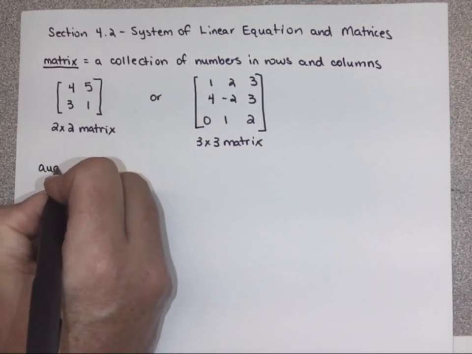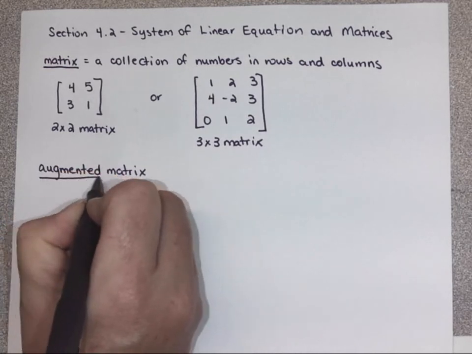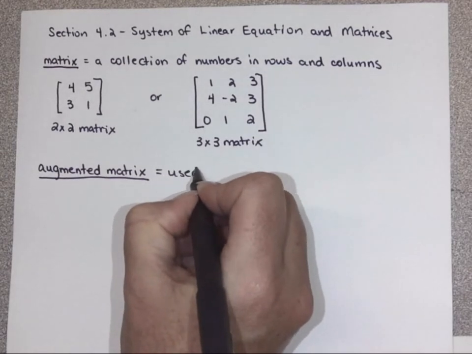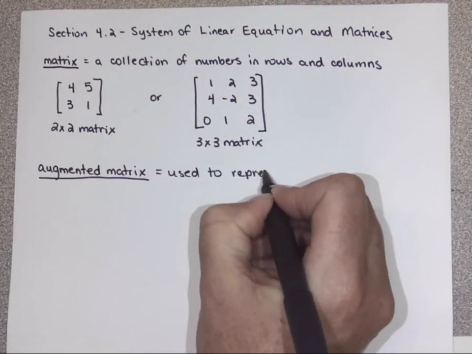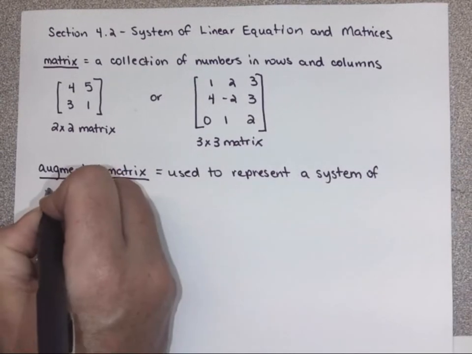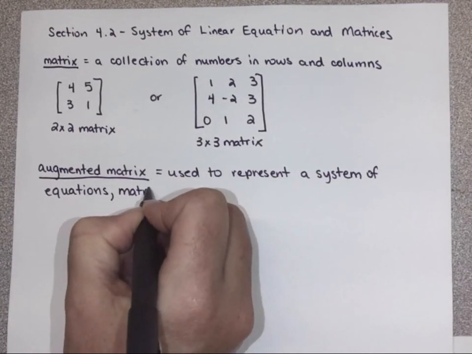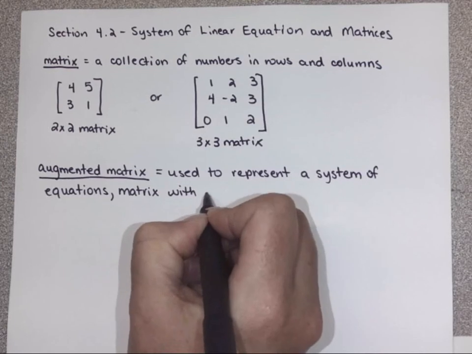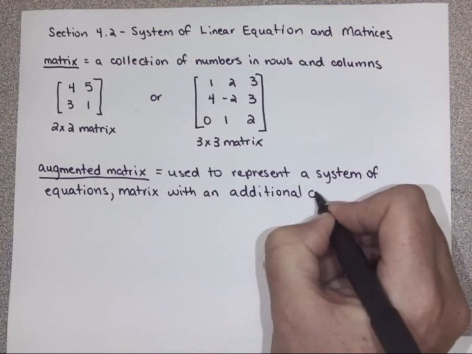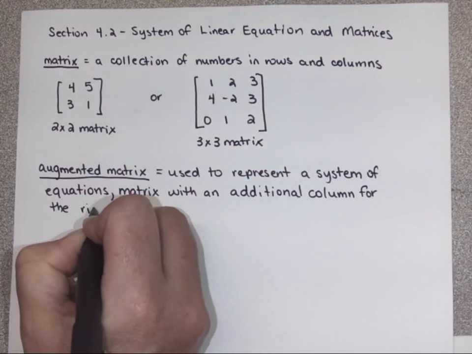But what we're going to probably be spending most of our time on is augmented matrices. Remember, matrices is just the plural form of matrix. An augmented matrix is specifically used to represent a system of equations. And remember, a system of equations from last time is just a set of equations using the same variables that work together. Essentially it's just a matrix with an additional column, and that additional column represents the right side of the equal sign.